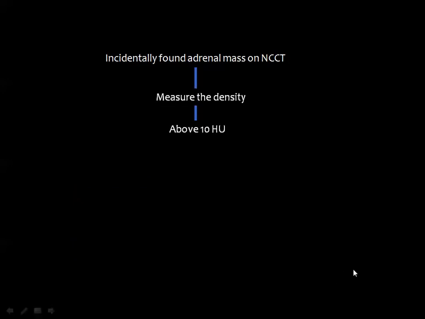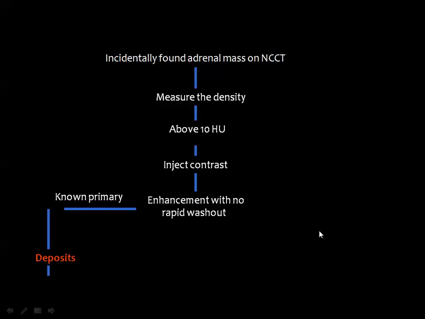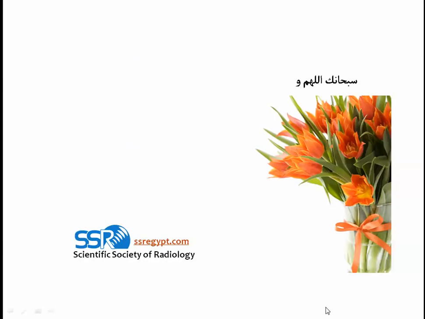Then if you measure the density and the density is above 10 and you inject the contrast with no washout, if the patient had a known primary, consider metastasis. If the patient had a known lymphoma, consider lymphoma. If there is no known primary or lymphoma, then you should go to the biopsy to reach the final diagnosis.